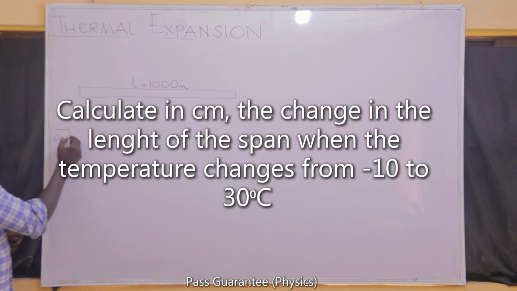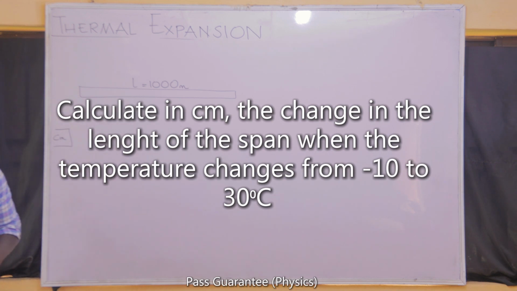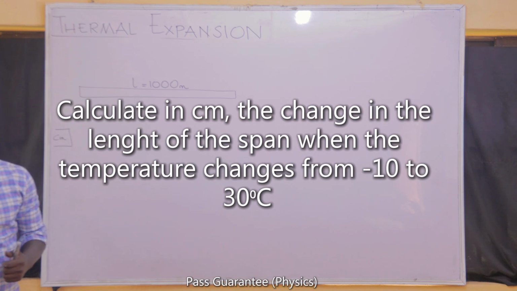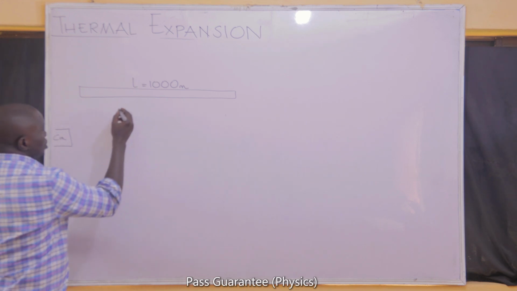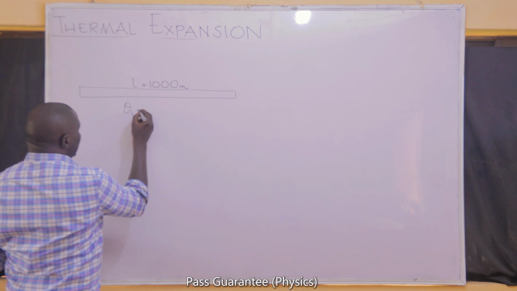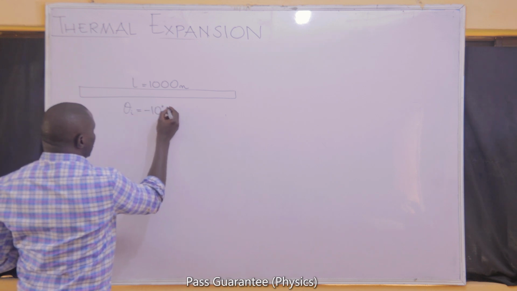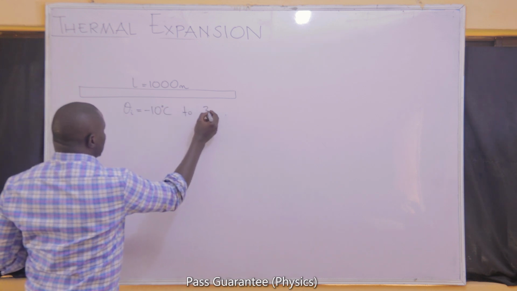That means our answer must be in centimeters. We are asked to calculate in centimeters the change in the length of the span when the temperature changes from -10 to 30 degrees Celsius. The temperature this time is changing from an initial value of -10 degrees Celsius to 30 degrees Celsius.